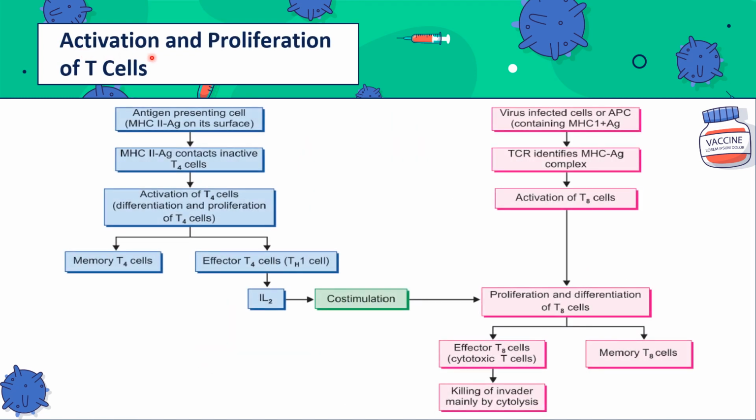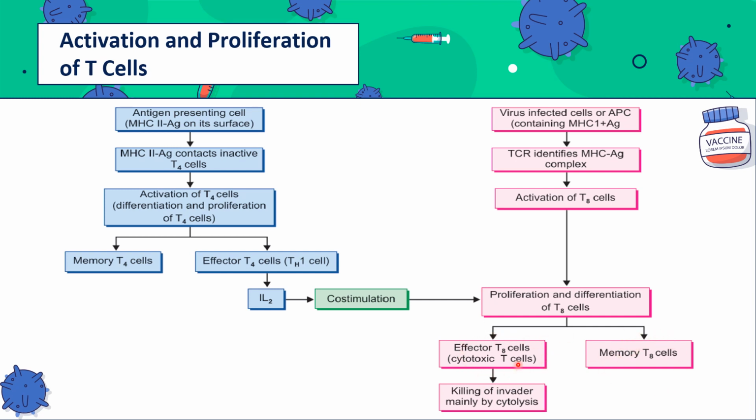Activation and proliferation of T cells. Here two types of cells get activated: the type 1 helper cells, which secrete interleukin 2, and the T8 cells. So activation of T8 cells happens. The co-stimulation of the T8 cells by the interleukin helps in the differentiation of T8 cells into cytotoxic T cells and memory T cells.